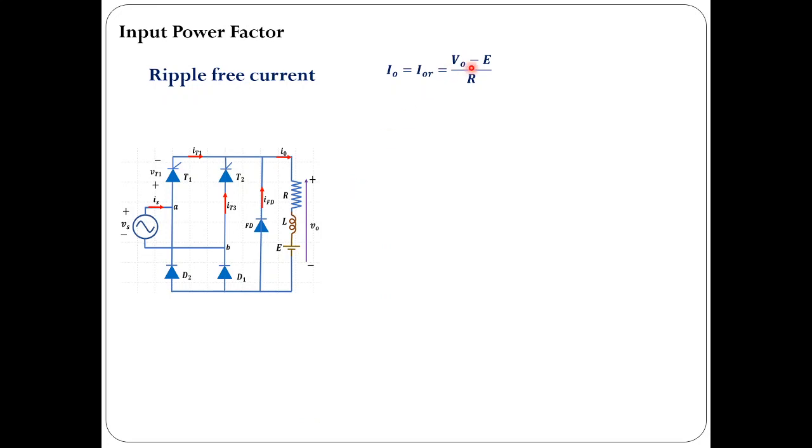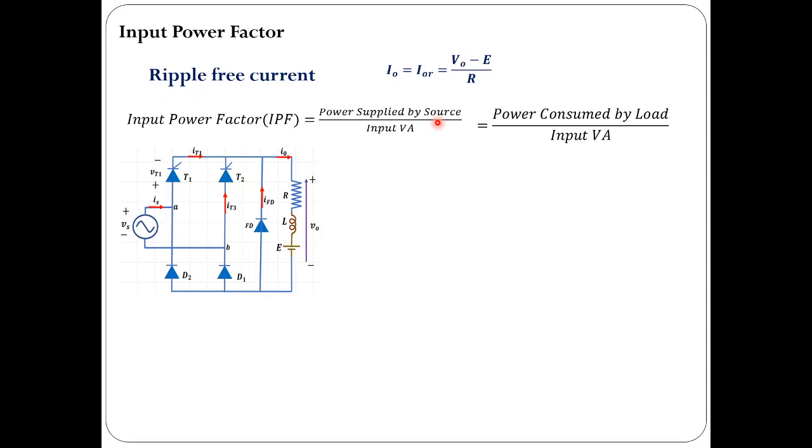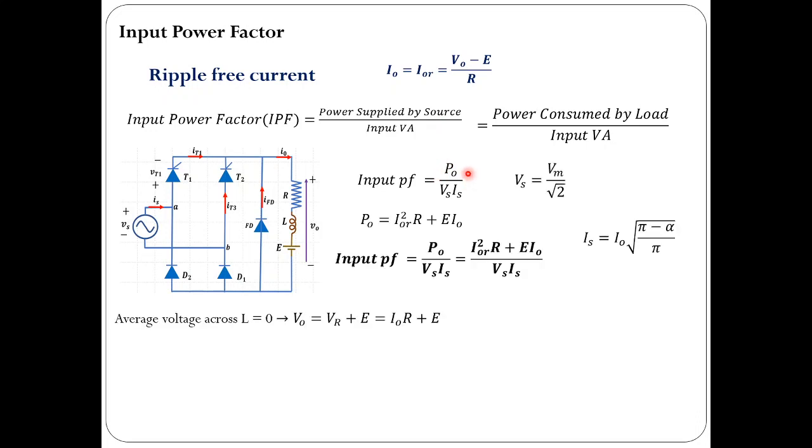Now coming to input power factor, we know, with ripple free current, I naught is equal to IOR is equal to (V naught minus E) by R, and input power factor is equal to power supplied by source by input VA, which is equal to power consumed by load by input VA. So power consumed by the load is equal to P naught, which, if you derive properly, you will see is the same as V naught into I naught. We have already seen this derivation in our previous lectures, so please go through that.